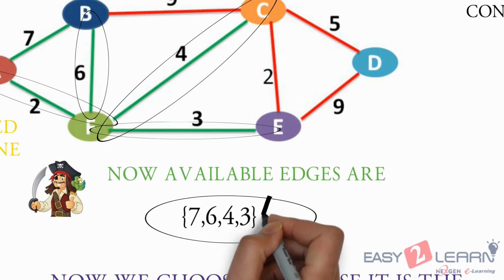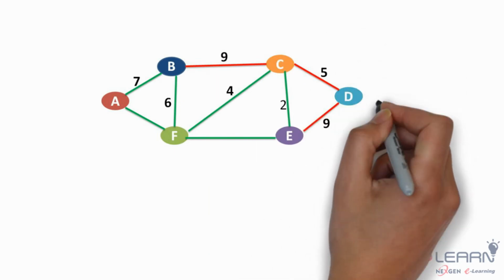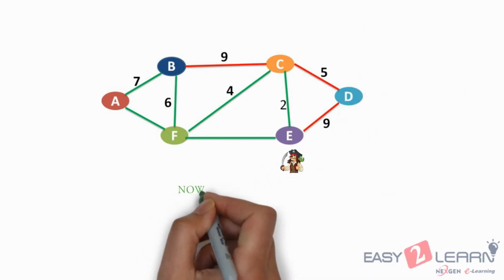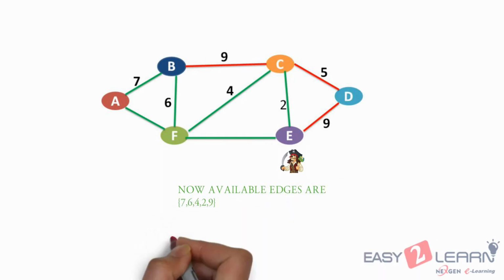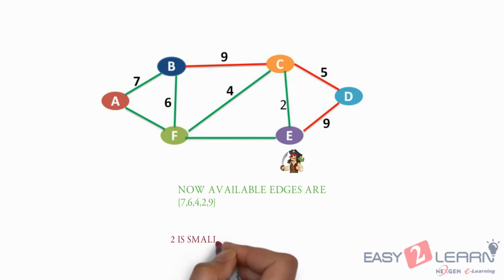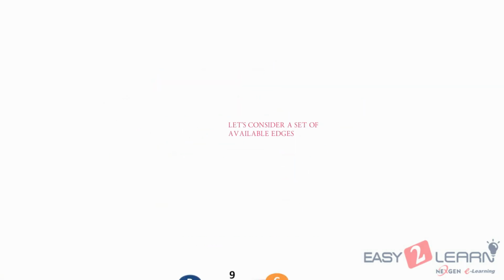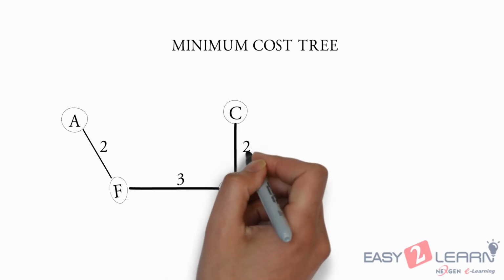Right. Now we are at C. We have two options here once again, 2 and 9. We know 2 is the smallest, so we select it, between E and C. I have colored it in orange so that you can identify it. We started at A, then we moved on to F, E and C.